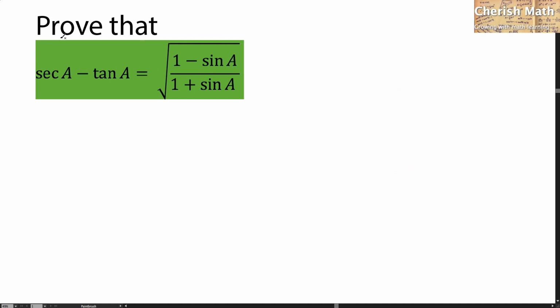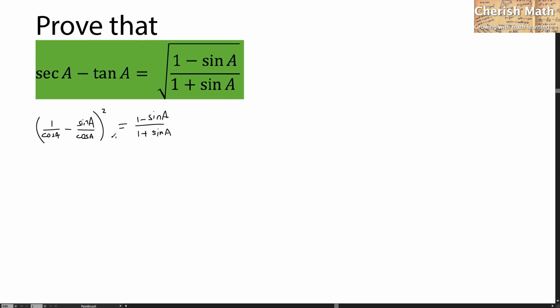This is the question. Prove that sec θ minus tan θ is equal to the square root of (1 minus sin θ) divided by (1 plus sin θ). For the sec θ, that is equal to 1 over cos θ, minus tan θ, which is sin θ divided by cos θ. And the square root, when I cross the equation here, that is going to be squared up here, equal to 1 minus sin θ divided by 1 plus sin θ.